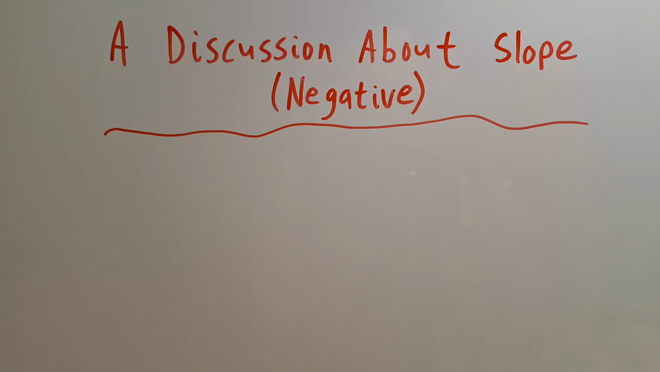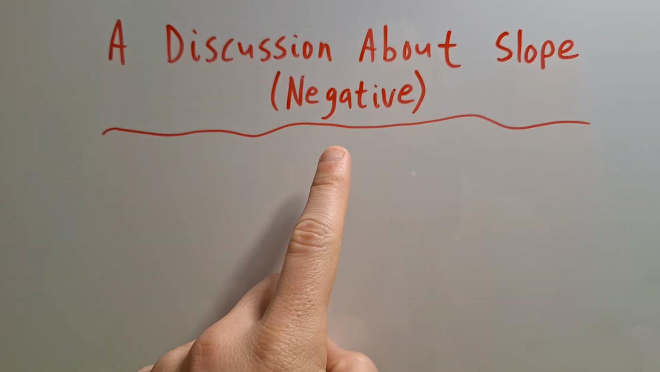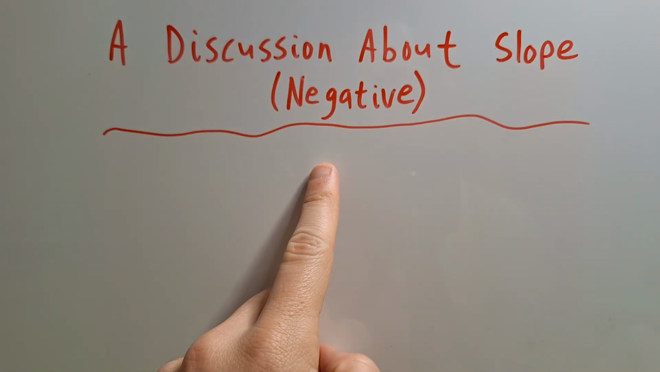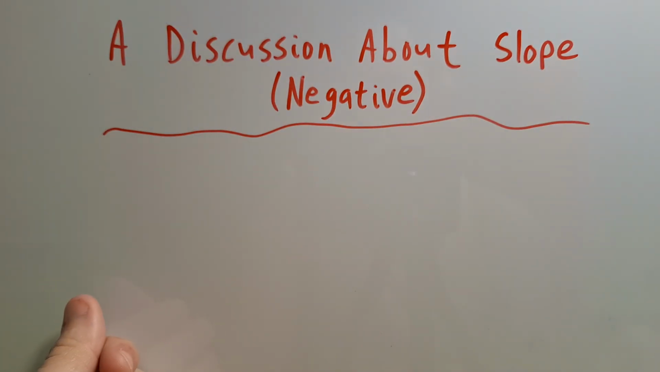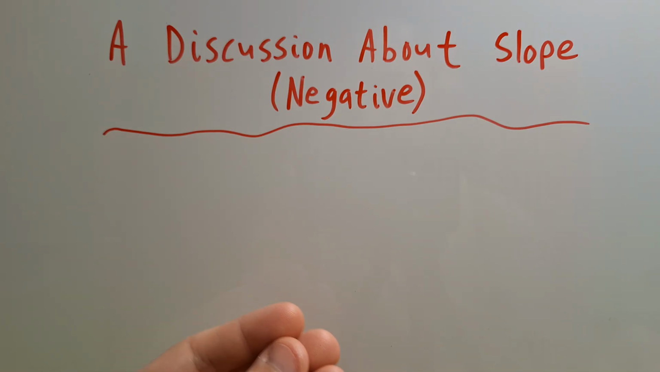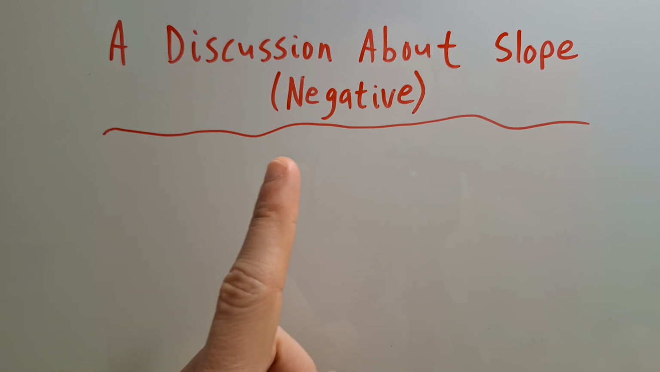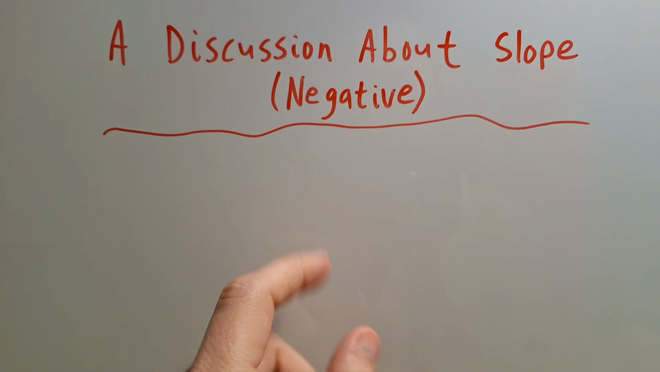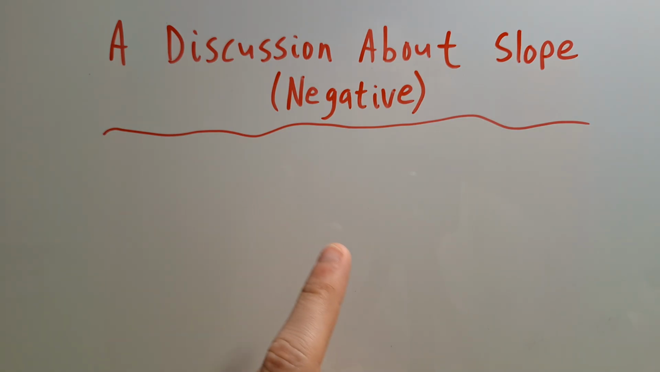Hello everyone. In this video we are going to have a brief discussion about slope. This time we're going to talk about negative slope. So in the previous video we talked about what a positive slope is and how we come across what it looks like and how to get one too. So for negative slopes it's the exact opposite, but let's talk about this in detail.